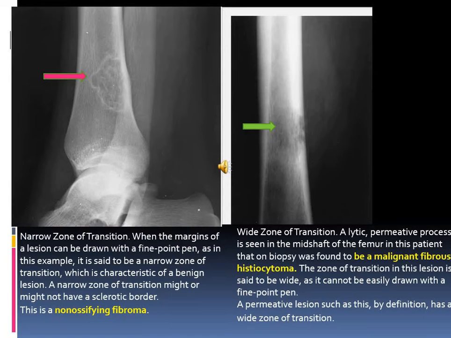So these are examples. The red arrow shows us a benign lesion, while the green arrow shows us a malignant lesion. So the narrow zone of transition, as seen in this example, shows an osteolytic lesion at the lower part of the tibia with well-defined margins.